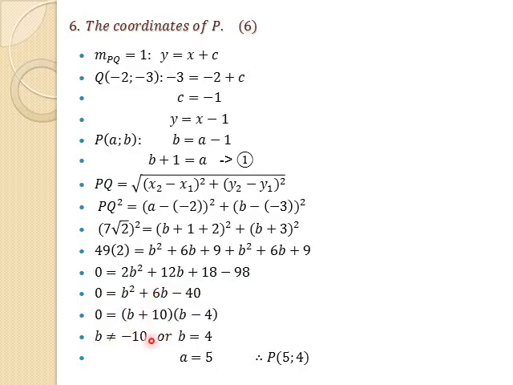p cannot equal negative 10 because p is on the positive side. So therefore p equals 4. If I substitute back, 4 plus 1, a equals 5. Therefore P is (5, 4). And we reject negative 10 because my y value is positive, not negative.